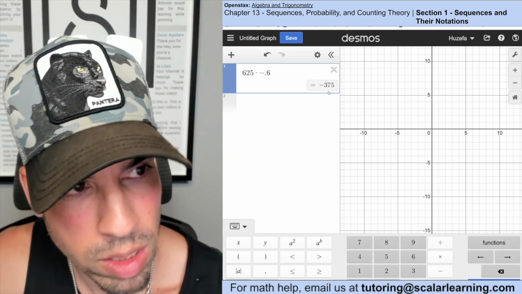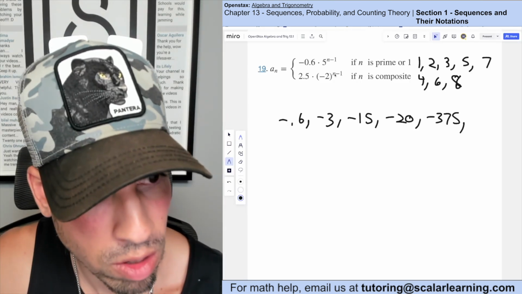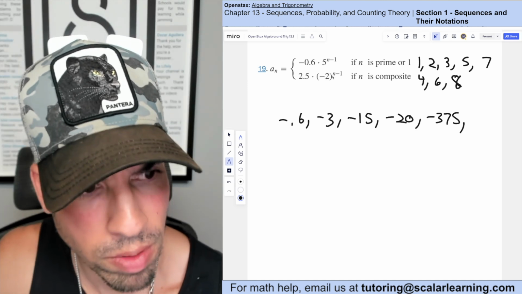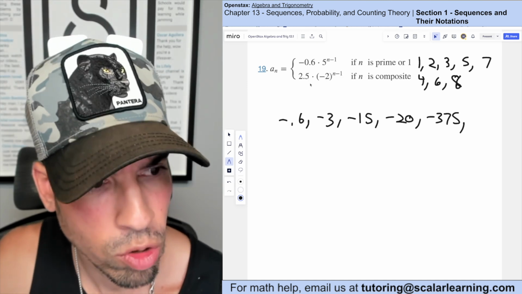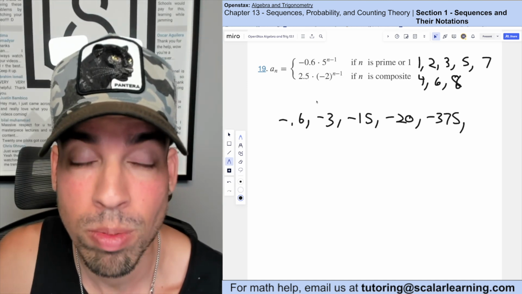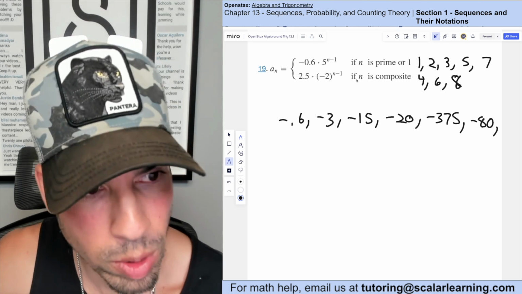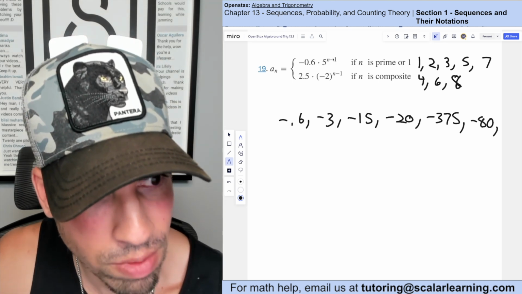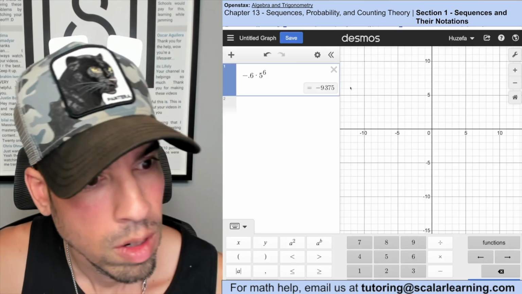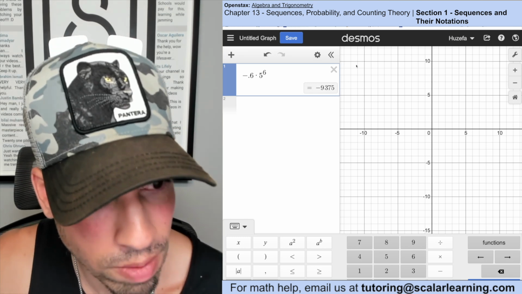We get negative 375. Then we're going to plug in 6 down here. 6 minus 1 is 5. Negative 2 to the 5th is negative 32. Times 2.5 is negative 80. 7, we come back up here. 7 minus 1 is 6. 5 to the 6th times negative 0.6. And that's negative 9,375, big number.